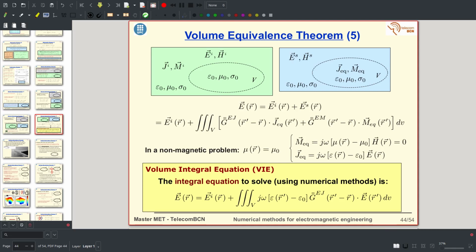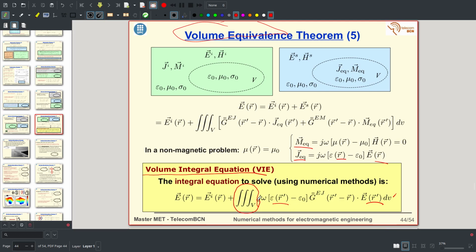This formulation of the equivalence theorem is called volume equivalence theorem, because the formulation is for equivalent currents that are defined inside a volume. The equivalent currents depend on r, depend on the position. So the equivalent currents here depend on r prime inside the integral. This is the integral with respect to V prime, and it is a volume integral. It's called volume equivalence theorem that leads to a volume integral equation.